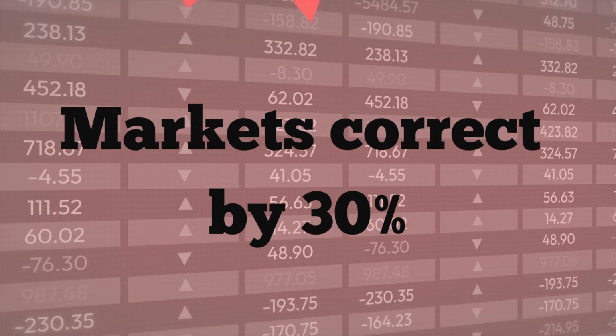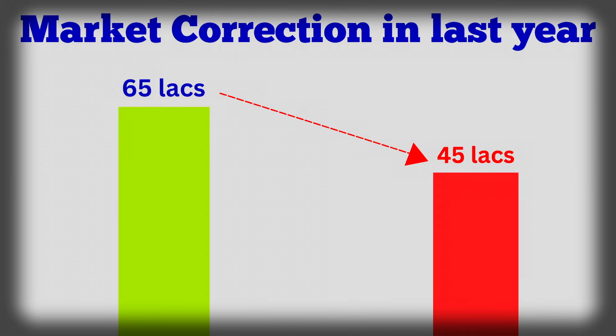You've built 65 lakhs for your child's college admission, which is in 2 months, and suddenly the markets correct by 30%. 65 lakhs becomes 45 lakhs. What's your exit plan? Most investors don't have one because no one teaches exit strategies. Don't worry, as always, I've got you.